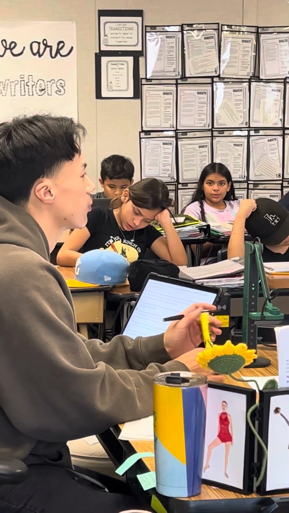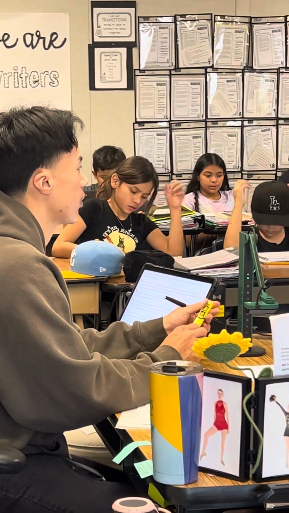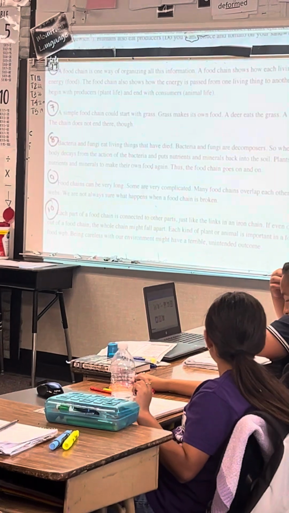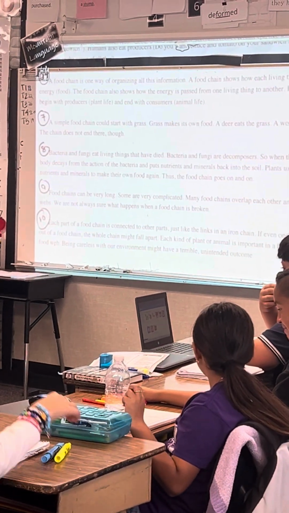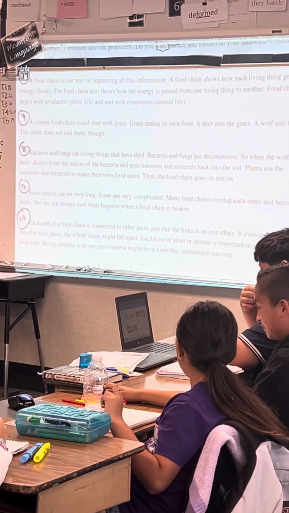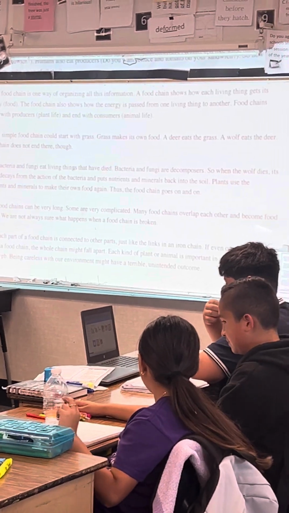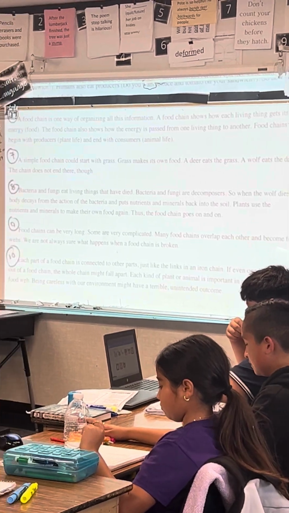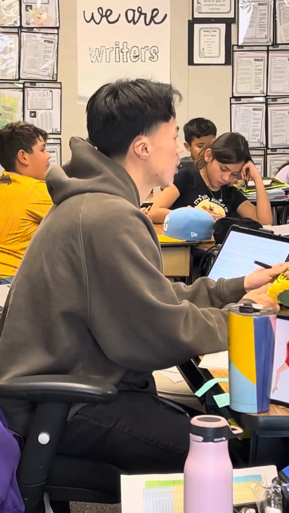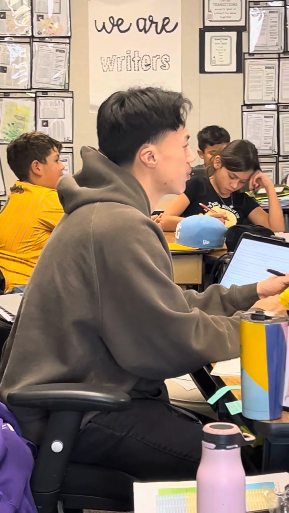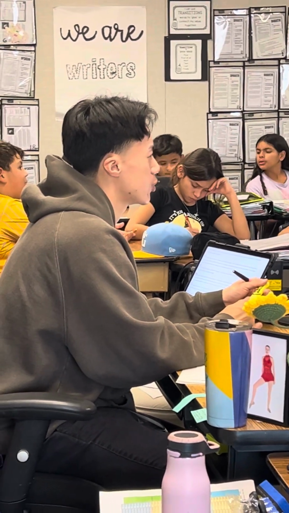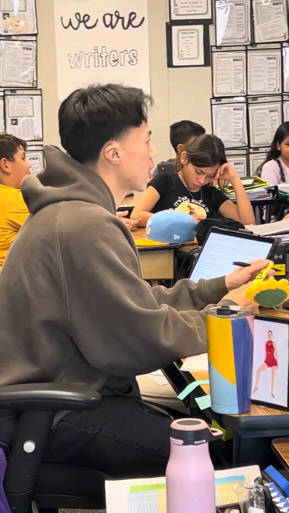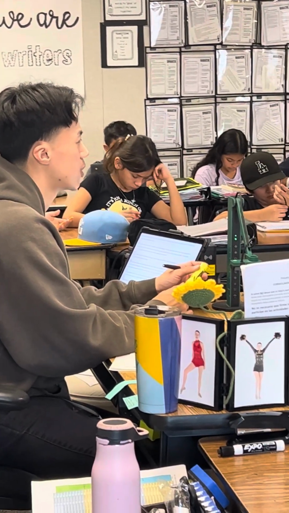Okay. So food chains can be very long. Some are very complicated. Many food chains overlap each other and become food webs. We're not always sure what happens when a food chain is broken. Each part of a food chain is connected to other parts, just like the links in an iron chain. If even one link is taken out of the food chain, the whole chain might fall apart. Each kind of plant or animal is important in a food chain or a food web. Being careless with our environment might have a terrible unintended outcome.